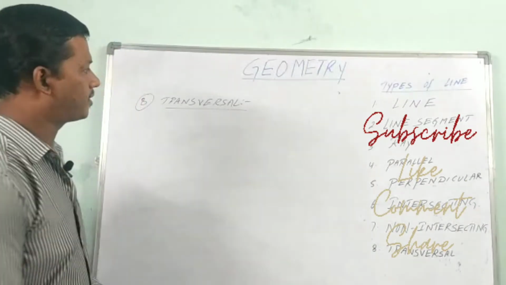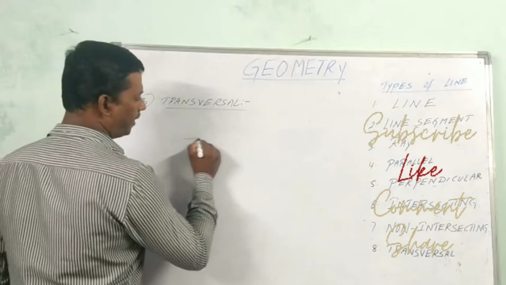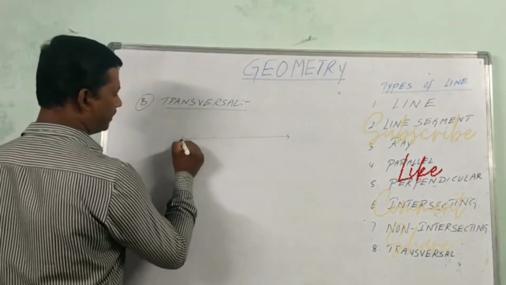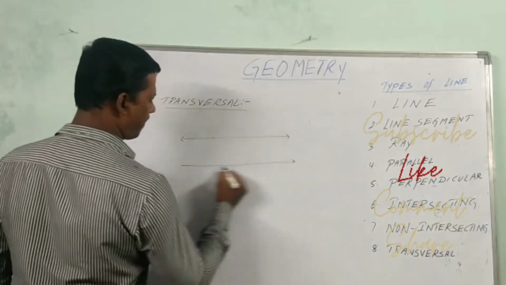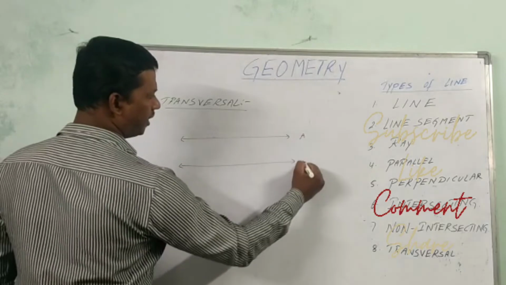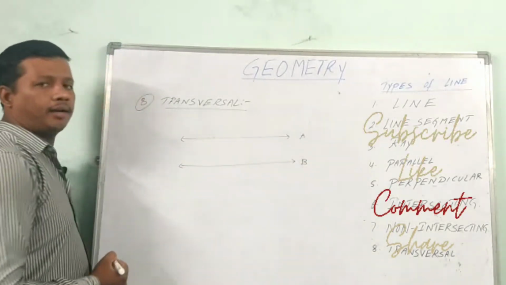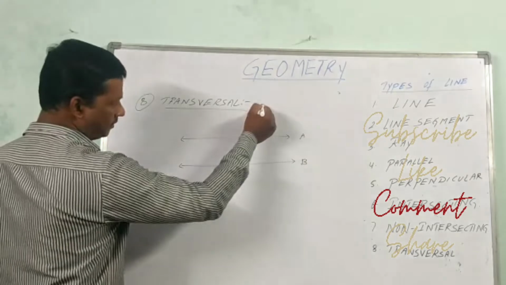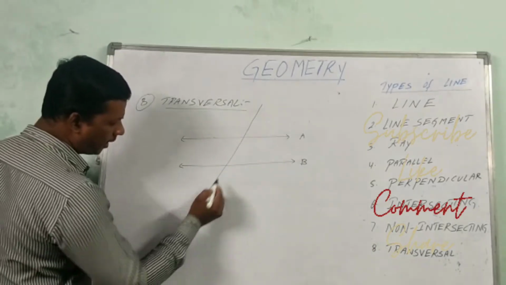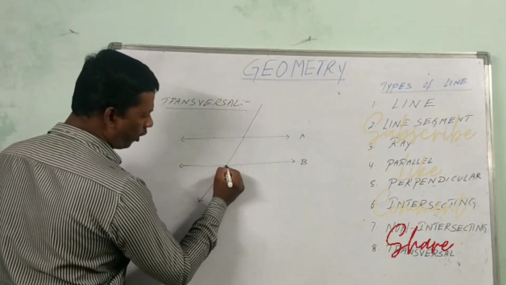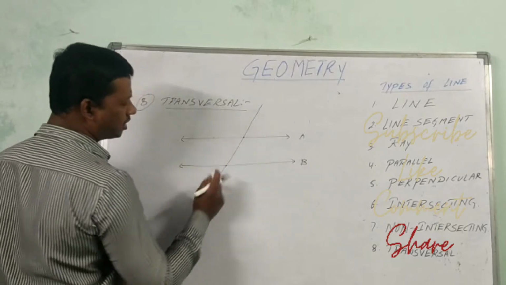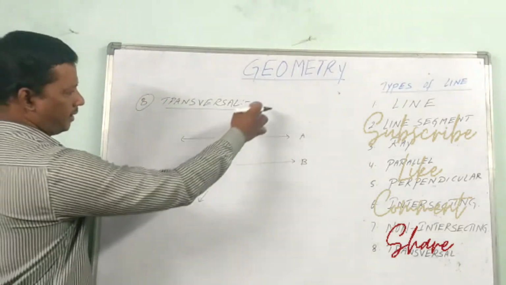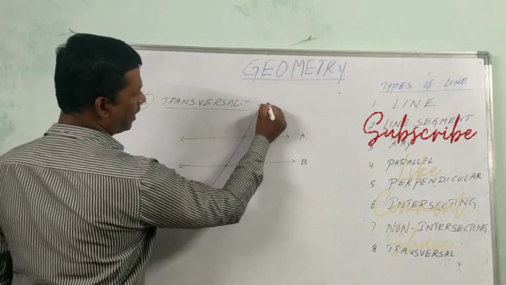The last one is transversal line. What is a transversal line? When a line intersects parallel lines. Now take A and B as parallel lines. When a line intersects parallel lines at two distinct points, then this line is called the transversal line.